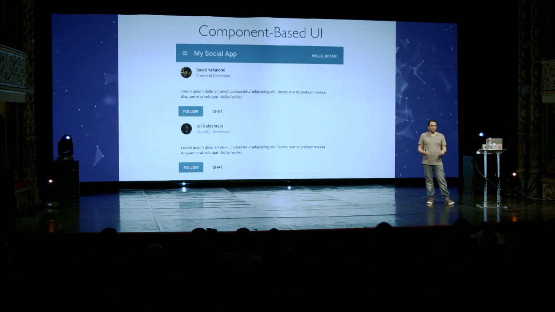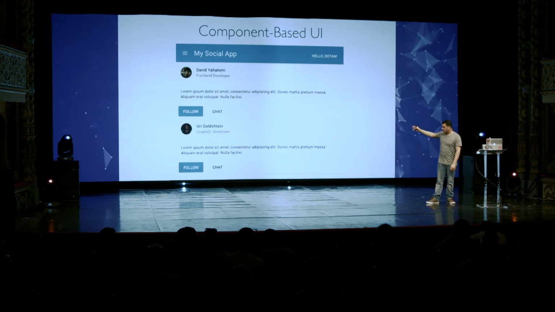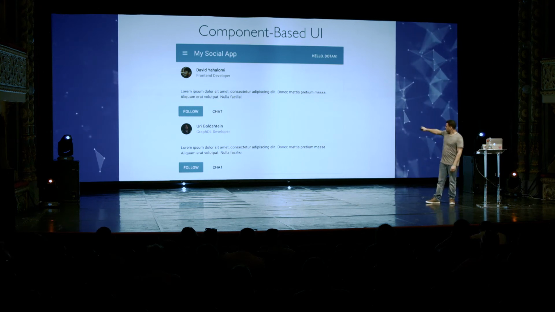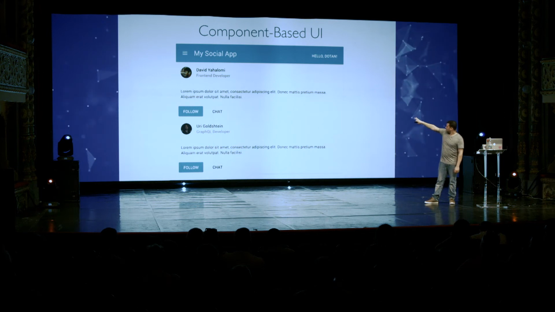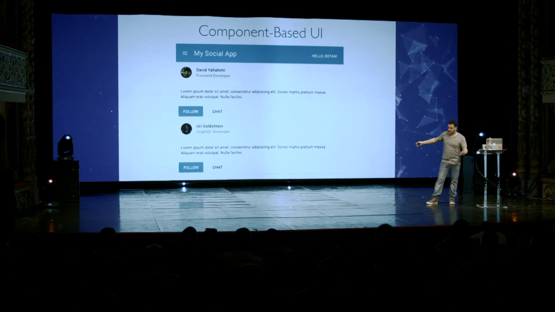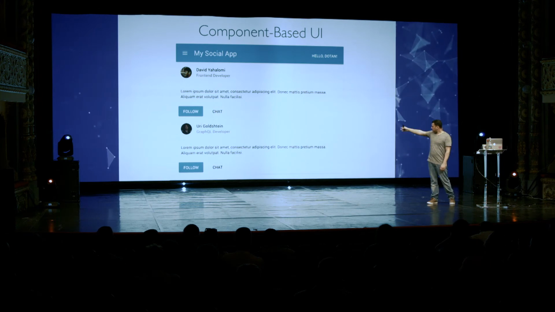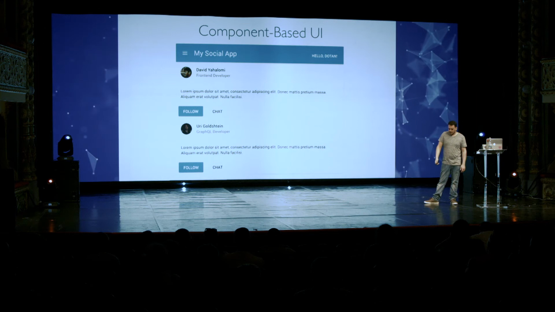To understand why GraphQL is great also for UI and not just a data solution, there's a small application here, a social application, and we can see that the application is split into a few pieces. The first one is the navigation bar on top, and we have a list of users, for example, people you may know, and action buttons for follow, chat, or anything else the app needs to do.